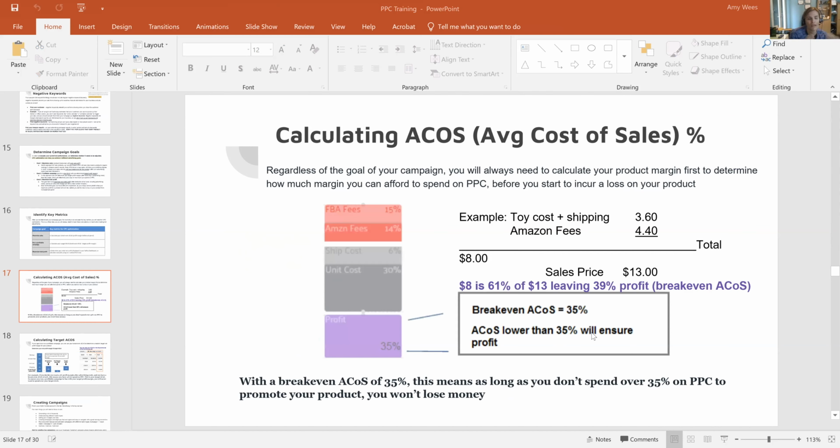So you want to know your numbers, calculate your profit margin and how much money you're making after Amazon fees on that product. And then you want to ensure that you're shooting for an ACOS lower than this.